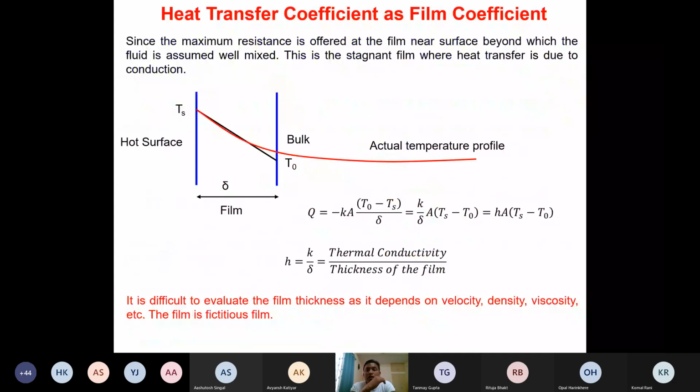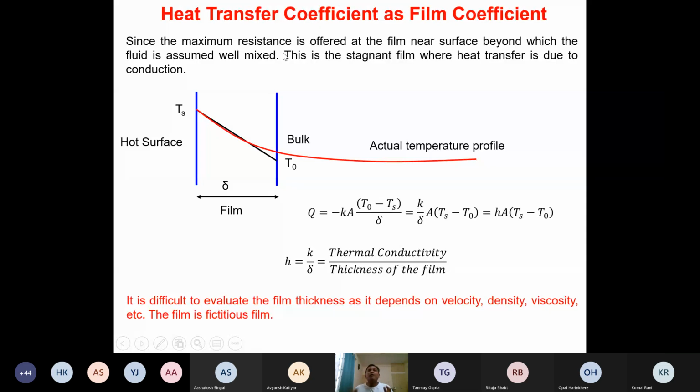Okay. Now this is a very interesting concept. What we are trying to look at is how the heat transfer coefficient is related to the thermal conductivity. So here we are looking at heat transfer coefficient as a film coefficient.